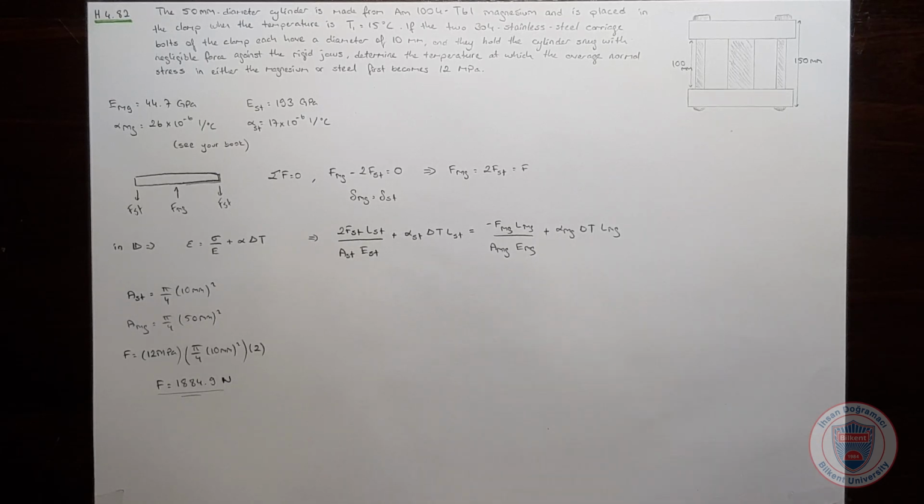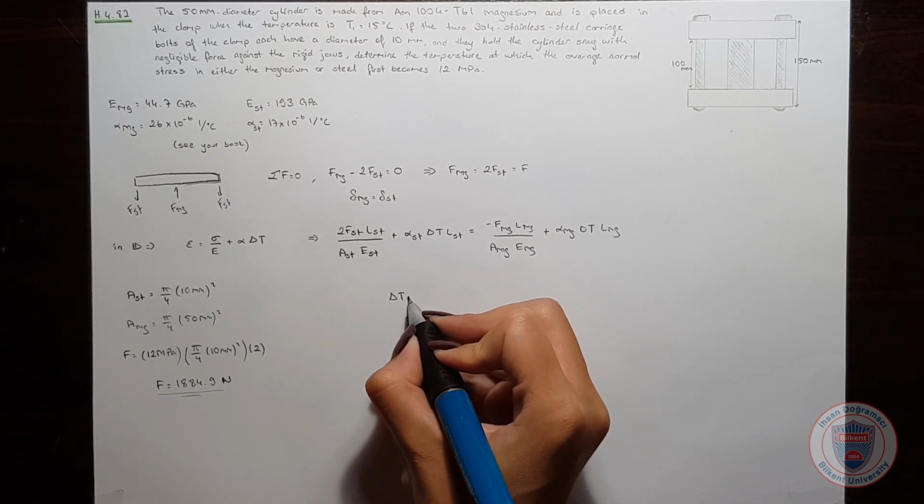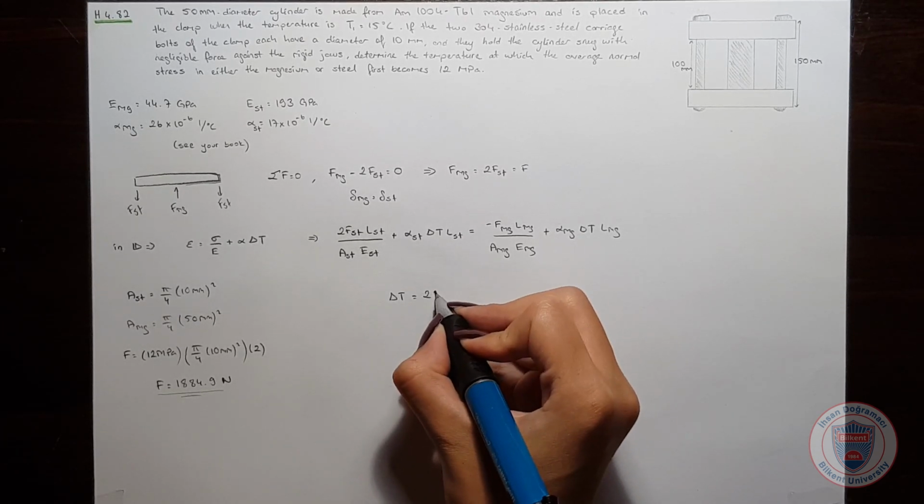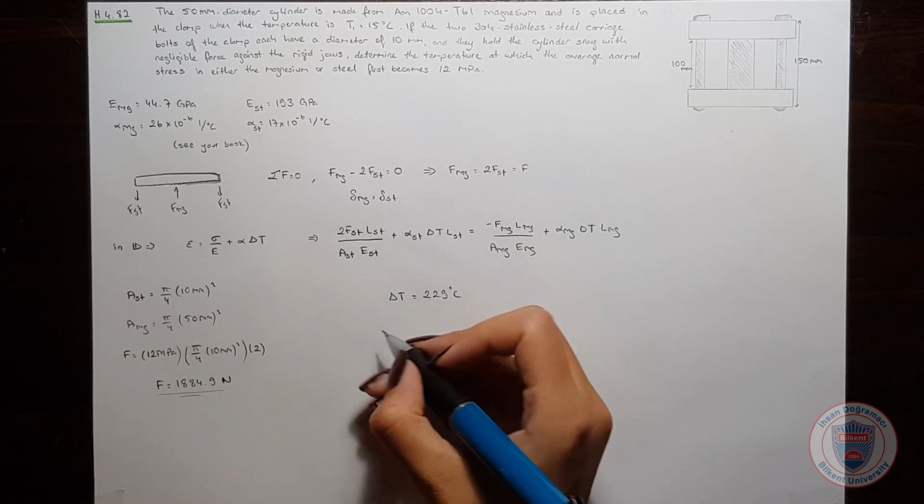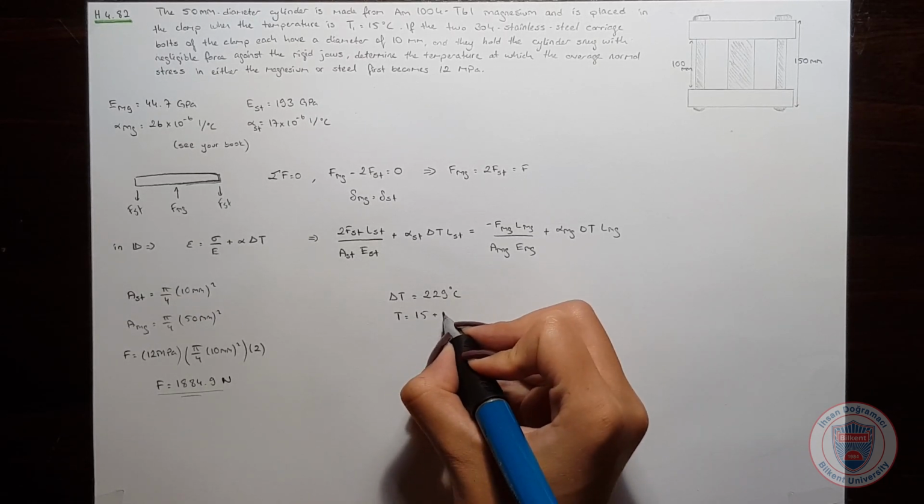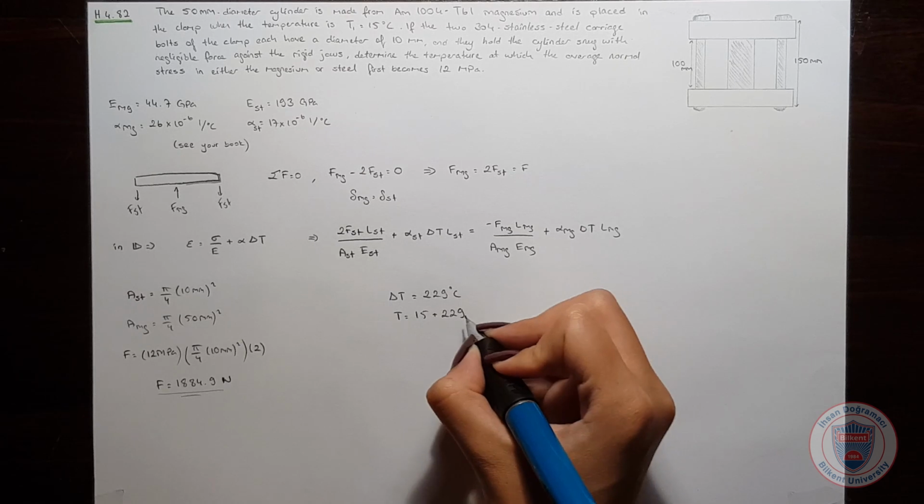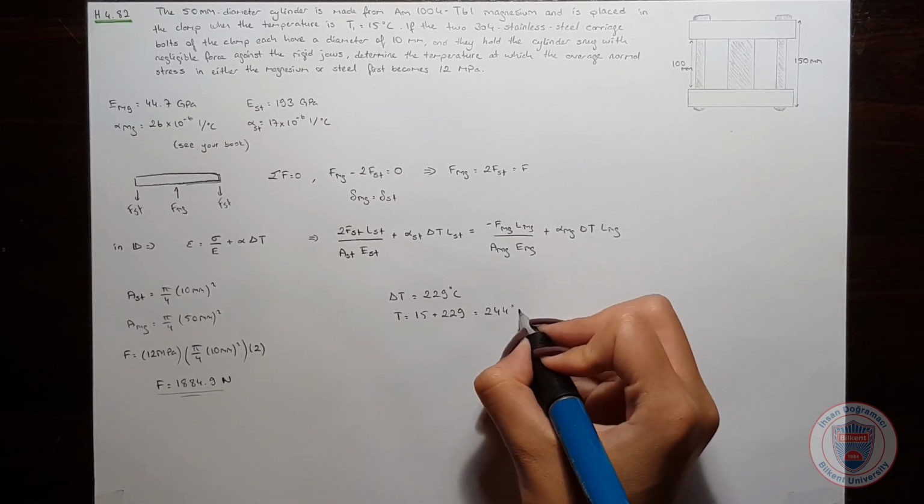Now we have all the values to calculate delta T. And it is equal to 229 centimeters. We want to calculate the final temperature, and it will be 15 plus delta T, and it will give 244 centimeters.